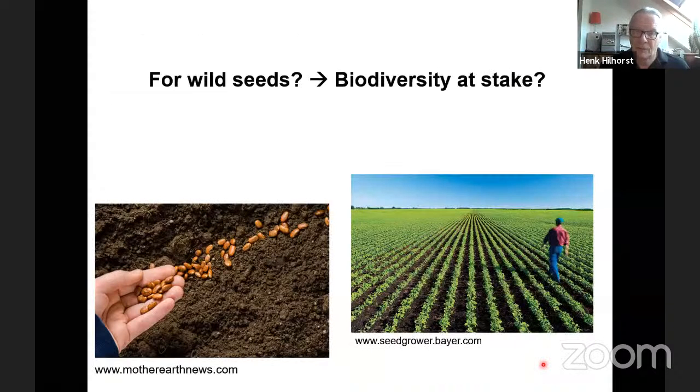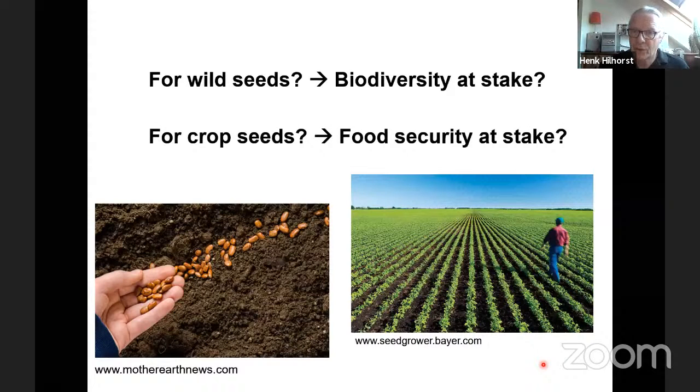For the wild seeds, is biodiversity at stake? Will we lose species? And for crop seeds, is food security at stake? That is, of course, a very important question. As you have seen in the map, food security may be at stake when yields go down too much.